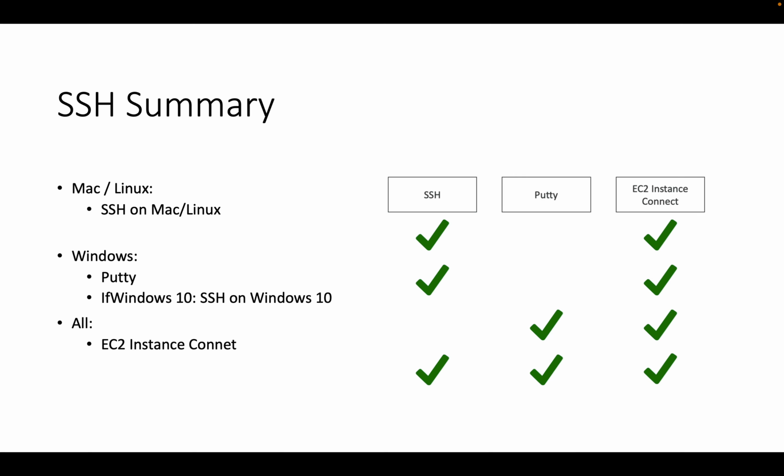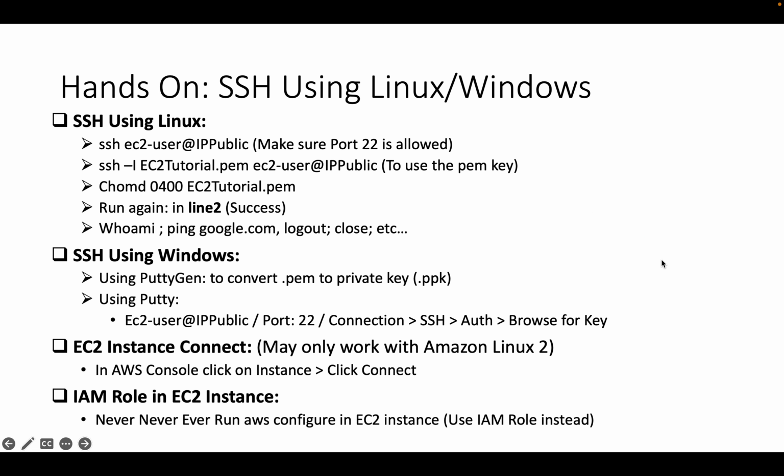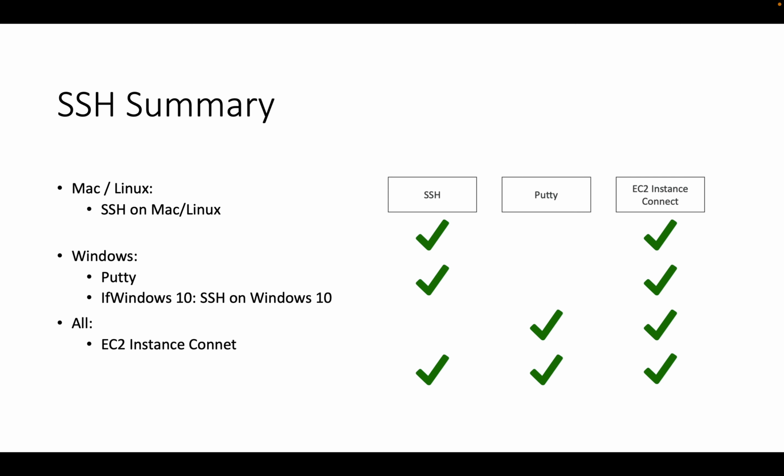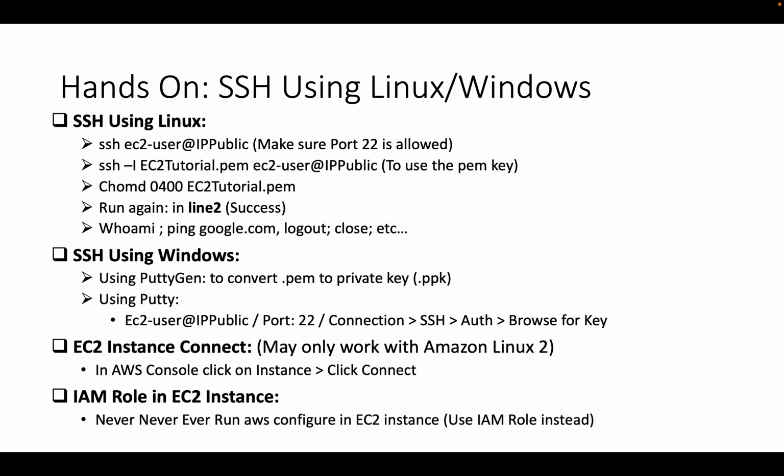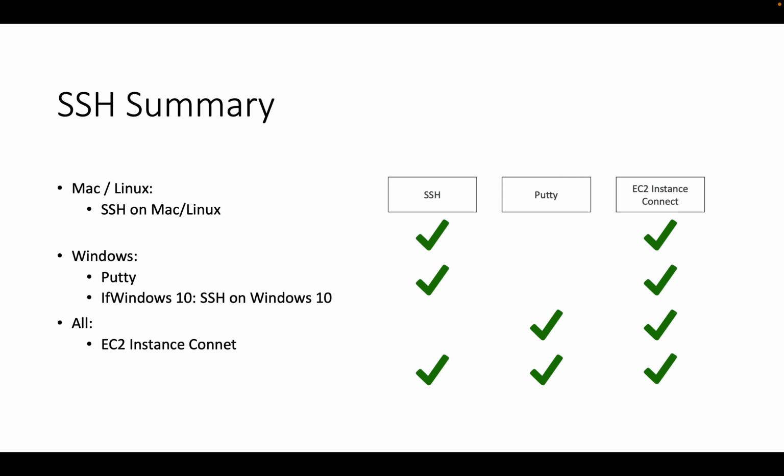So when you have the EC2 instance running in AWS Cloud, you can allow this protocol from your Mac or Windows, or you can also use EC2 Instance Connect in the AWS console if you are using the Amazon Linux OS. Alright, so next we will go to some hands-on in AWS EC2 instance. Okay.